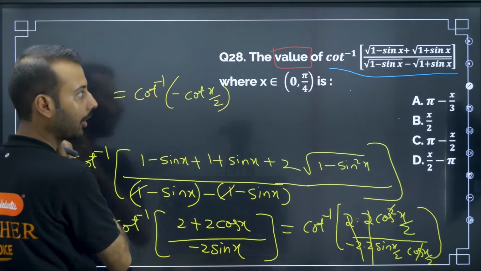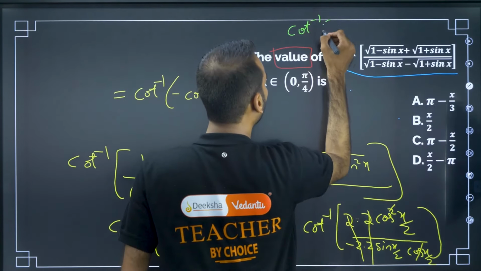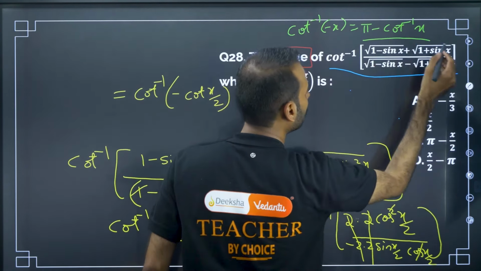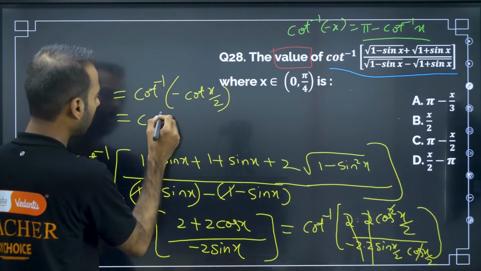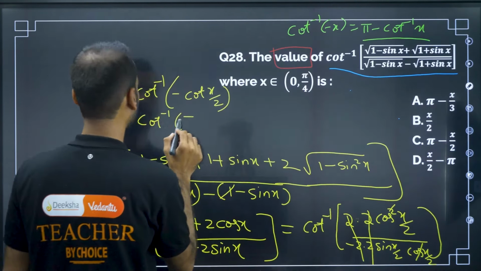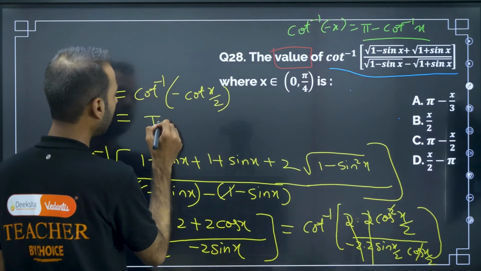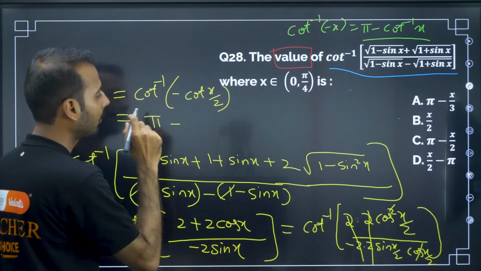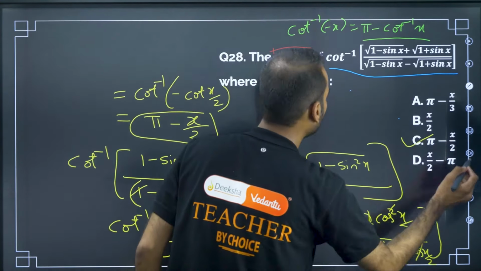One synopsis point you should be knowing at this point of time: cot inverse of minus x is pi minus cot inverse x. So for this, cot inverse of minus cot x by 2 can be written as pi minus cot inverse of cot x by 2, which is pi minus x by 2. Is there any option like pi minus x by 2? Yes, C is the answer.